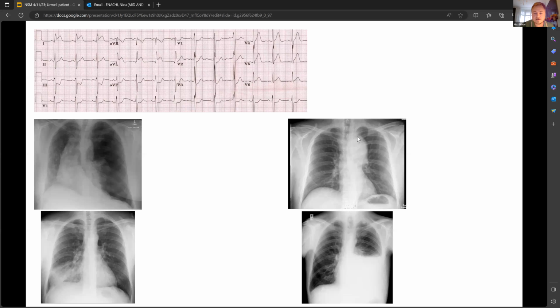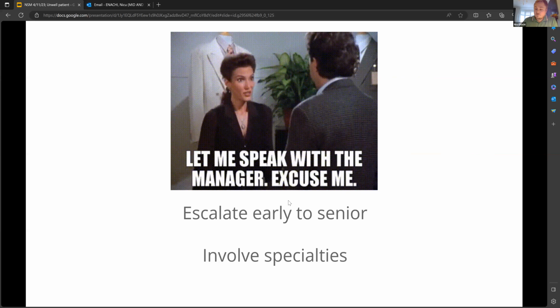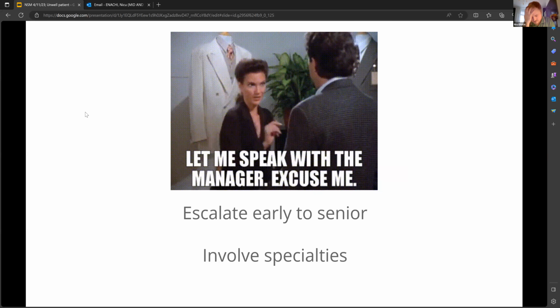Here, that may be an aortic dissection. Here is a pneumonia, and here is a large left-sided effusion. These are things that can give your patient chest pain. Remember to always escalate to your senior if you come across these concerning diagnoses and involve other people, other specialties.